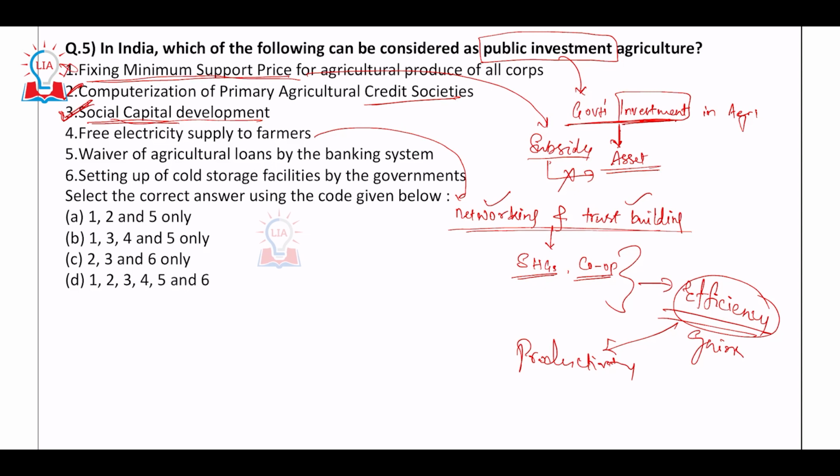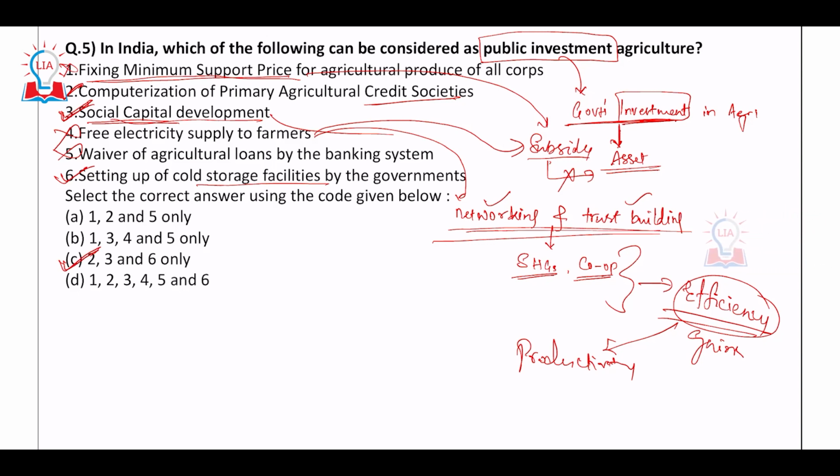Again, free electricity supply would be considered a subsidy. So social capital development, that would be an investment. Free electricity, that would be a subsidy. Waiver of agriculture loans, no asset created, so wrong. Setting up cold storage facilities, absolutely yes. So 2, 3 and 6, do we have that option? Yes, absolutely yes.